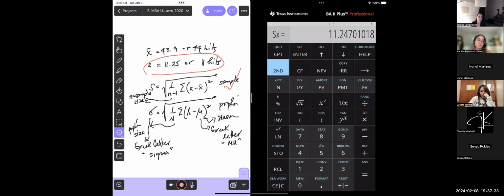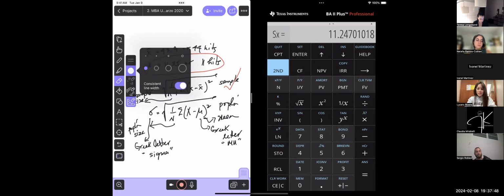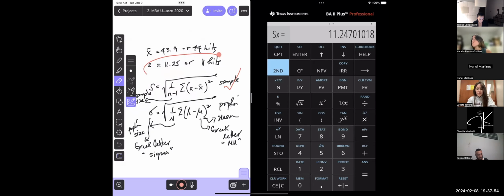All right, let's go back to the problem. We have our mean as 44, and I'll put all this in there. Let me copy it over. Let me erase my red.